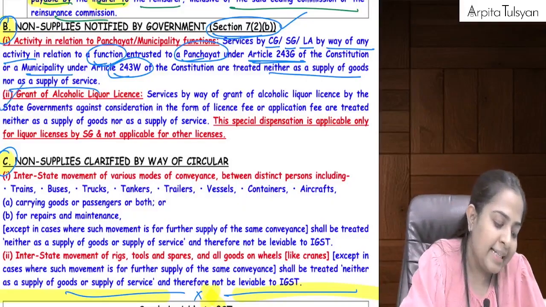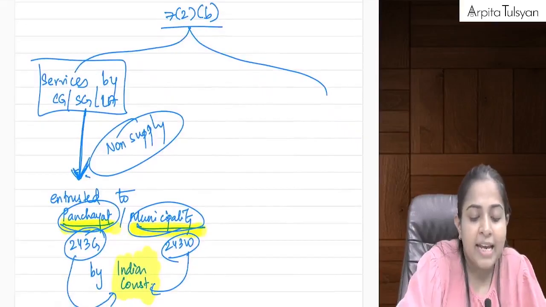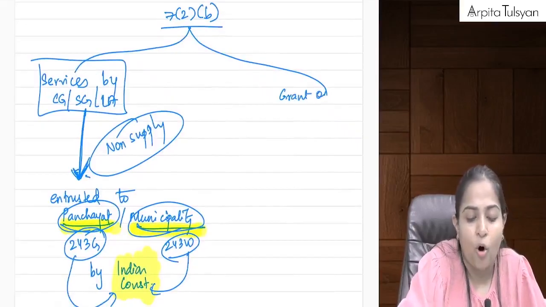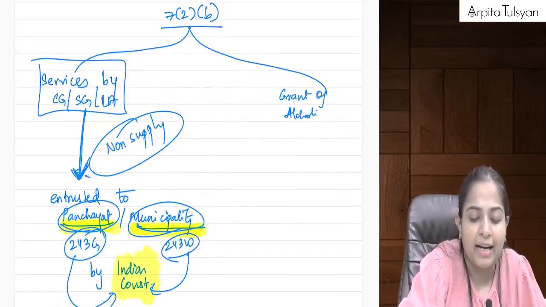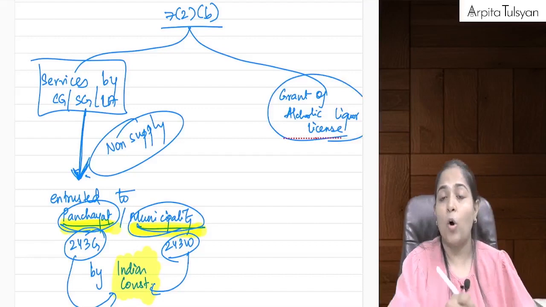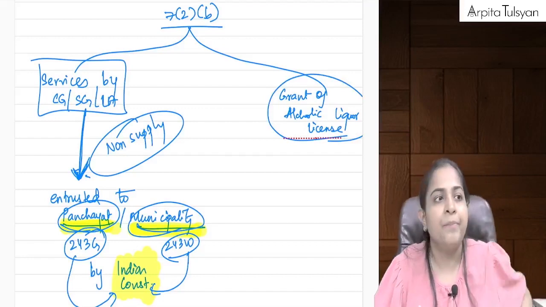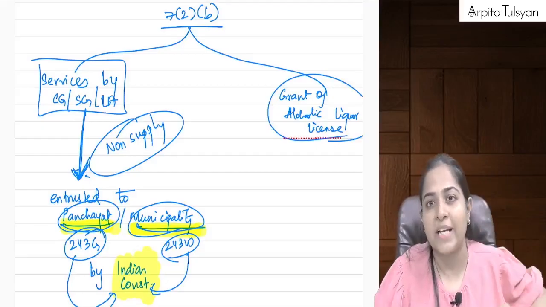Okay, and then the next one, check what is the next one. Next one is a very different transaction. Here they are talking about grant of alcoholic liquor license. Now, whenever we see alcoholic liquor for human consumption, it is anyway outside the purview of GST. Okay, on that still the old laws are applicable.